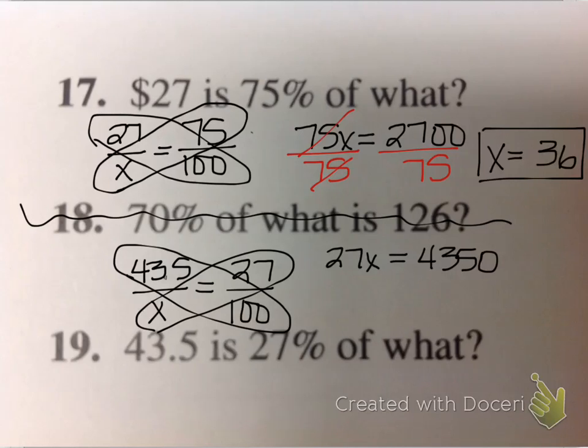4,350. I have to divide both sides by 27. And that's going to leave me with 4,350 divided by 27, and I get 161 and then 1 repeating. So I'm just going to put 0.1 repeating.